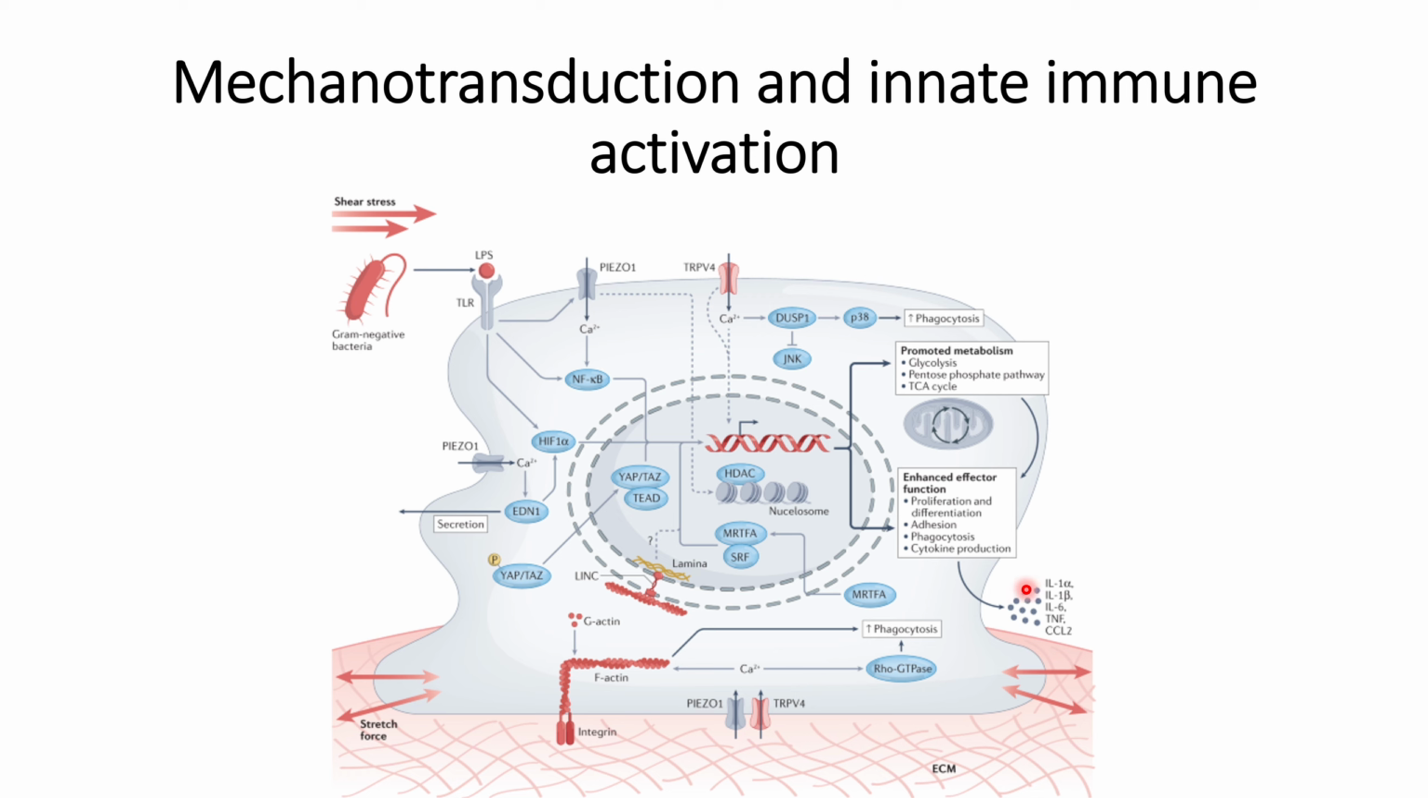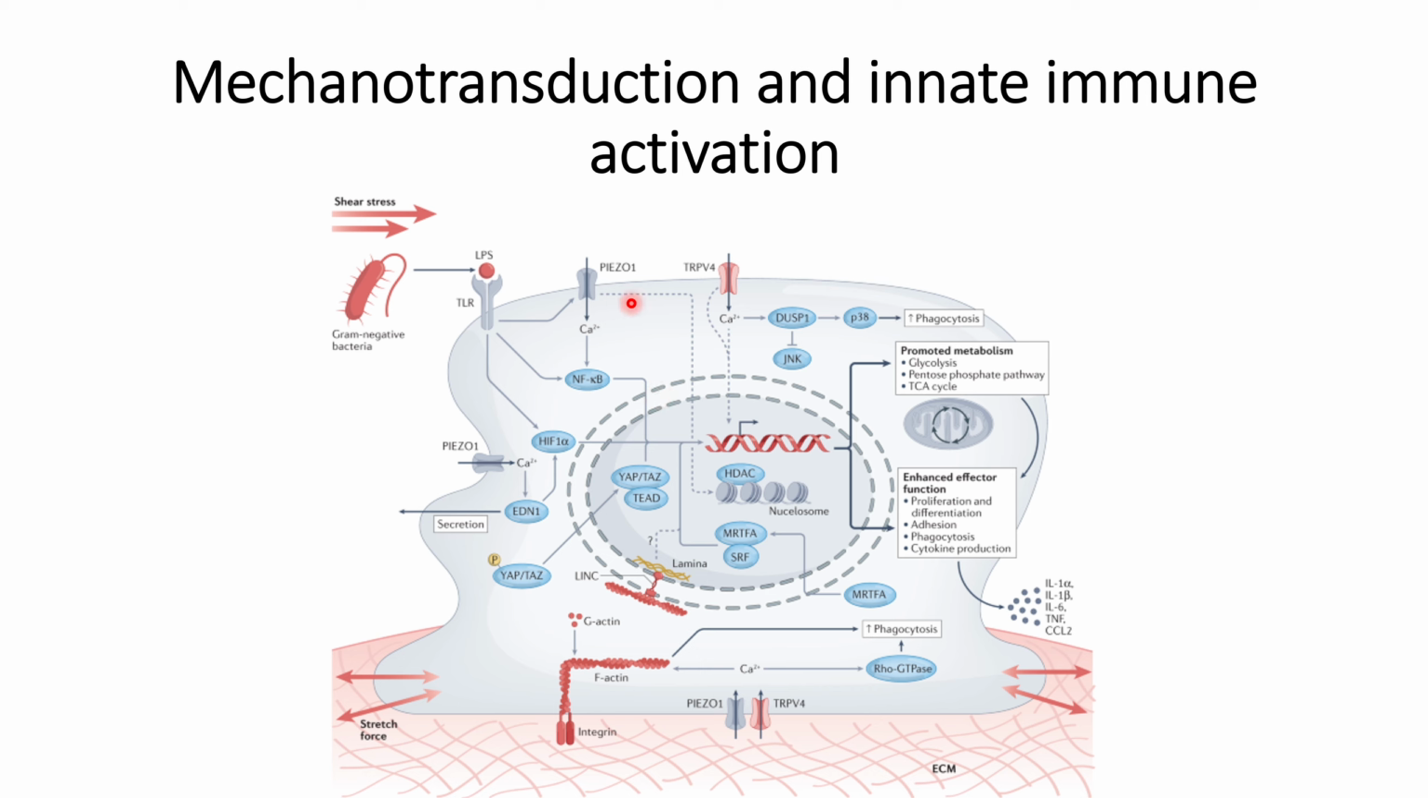The cytokines that I mentioned here are interleukin 1 alpha, interleukin 1 beta, interleukin 6, TNF, and CCL2. Through this Ca2+ influx, it will also affect the HDACs in the nucleosomes.